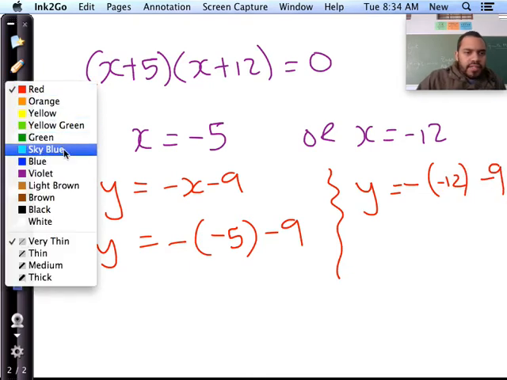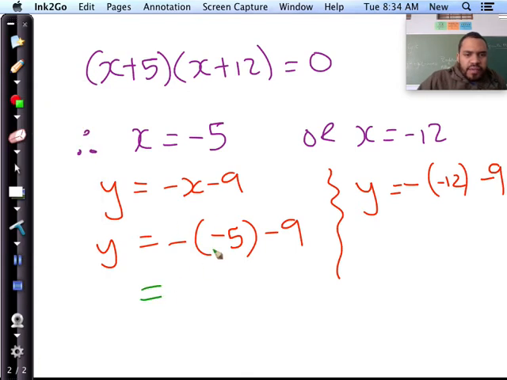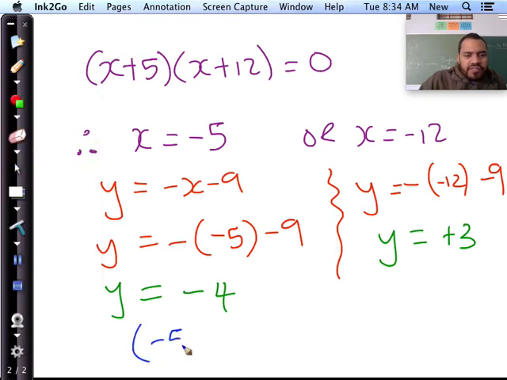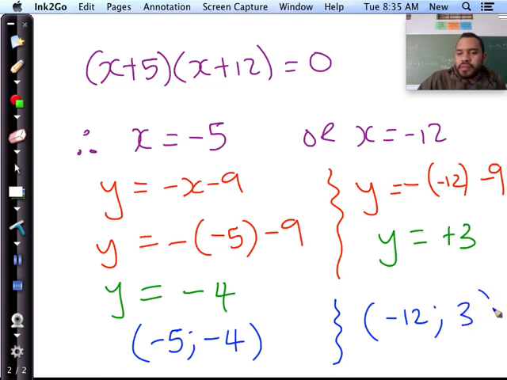So if we look at this, this is going to be positive 5. Positive 5 minus 9 is negative 4, and this thing over here is going to be y is equal to positive 12 minus 9, which gives you positive 3. Very good, people. Remember to state these as coordinates. So here the x coordinate was minus 5 and the corresponding y coordinate is minus 4. On the other side, the x coordinate is minus 12. Corresponding y coordinate is positive 3.